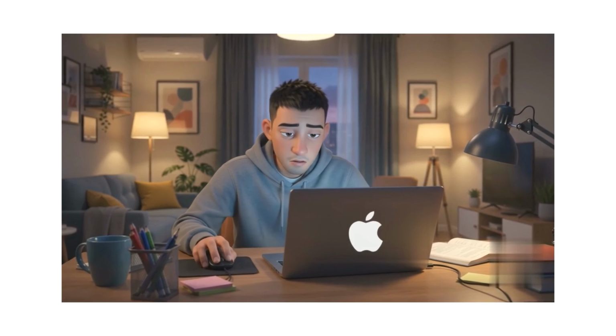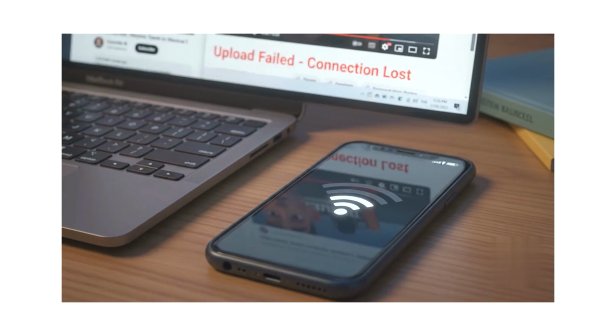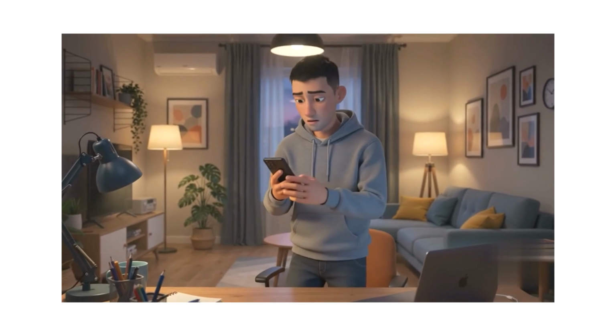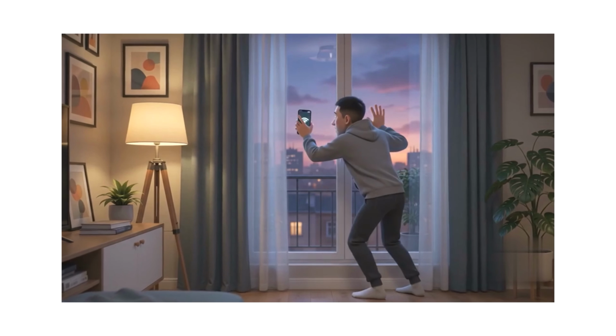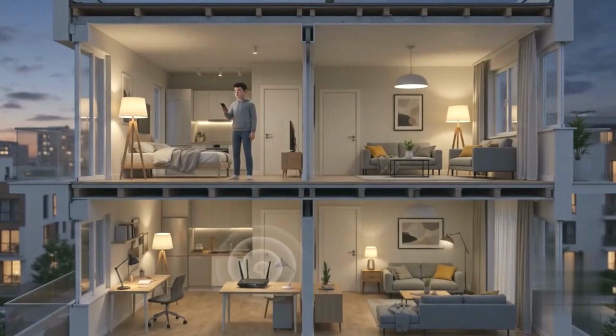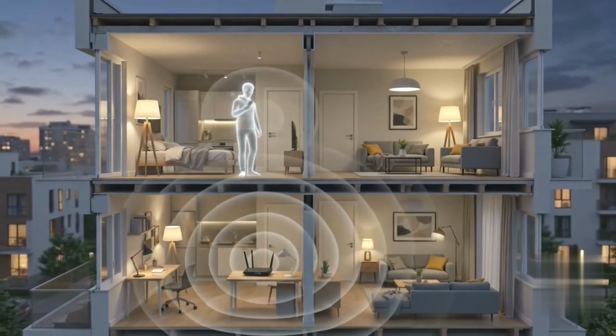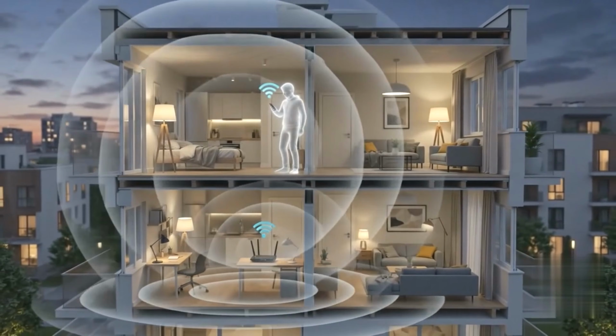Max, a math major, is studying in his apartment. His Wi-Fi keeps dropping, so he walks around with his phone, searching for a stronger signal. At first, this might seem obvious: just move closer to the router. But Max has a problem.